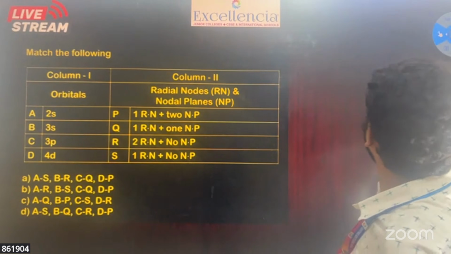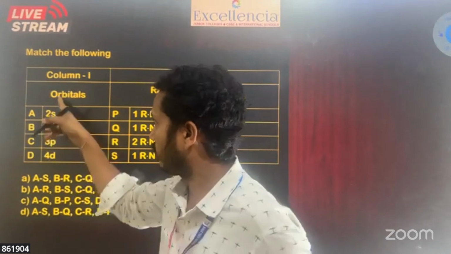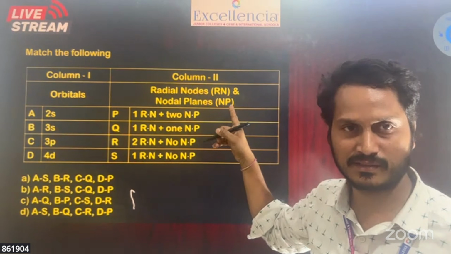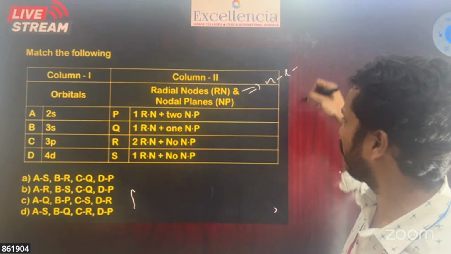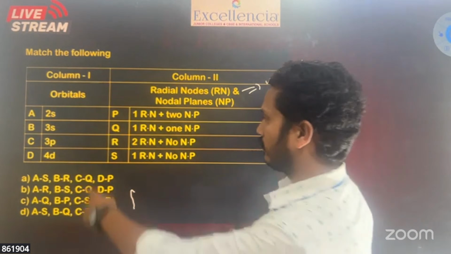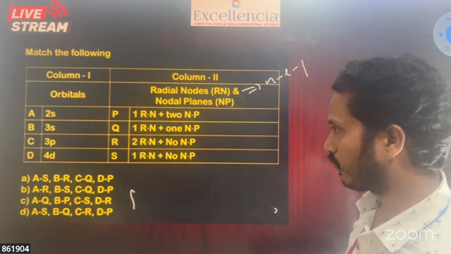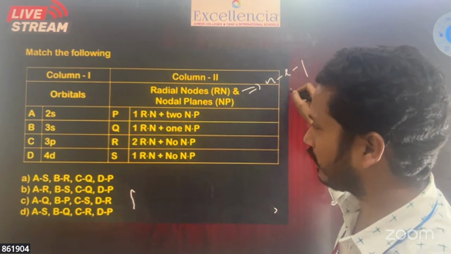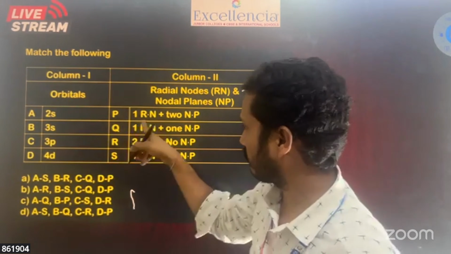And this is from again atomic structure. Second question, as I collected the questions. So here 2s orbitals are given and it asks about the radial nodes and nodal planes. Actually the radial nodes formula is n minus l minus 1. So here 2s, 3s, 3p, 4d are given. For 2s, radial nodes will be 2 minus 0 minus 1, which comes as 1.